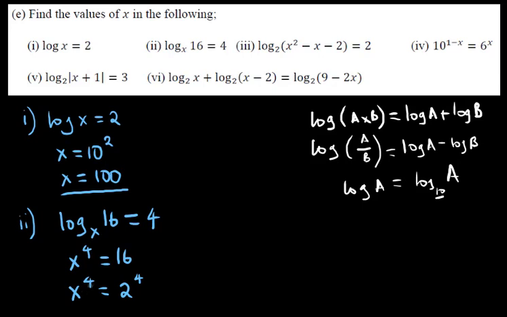So since x to the power 4 is equal to 2 to the power 4, in short, the powers have to be the same and the bases need to be the same for the two sides to be equal. So it then means that our x is equal to 2. That's our question 2.